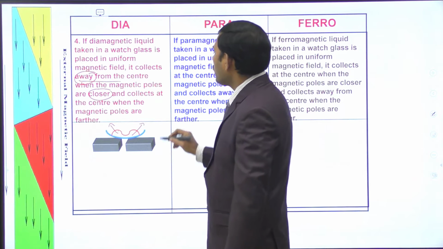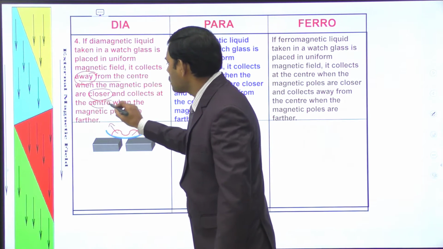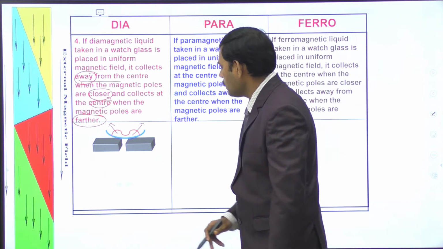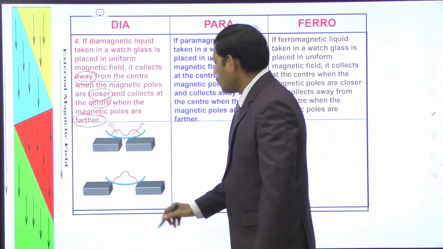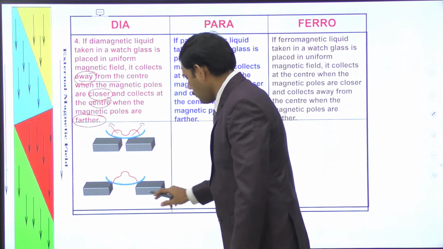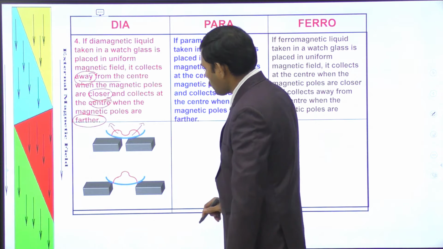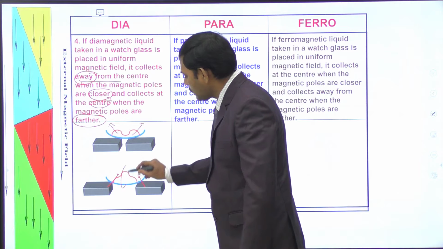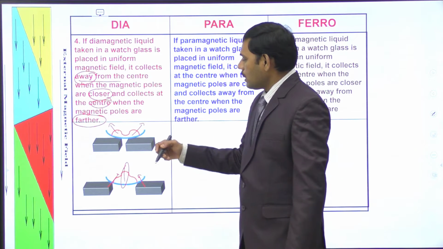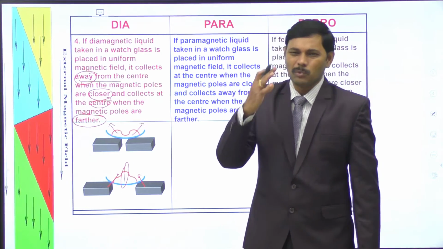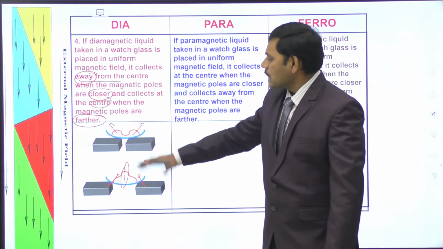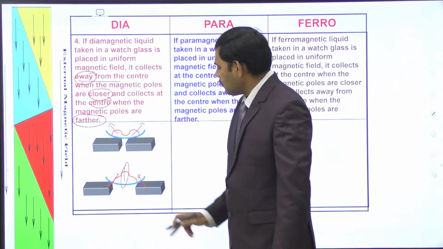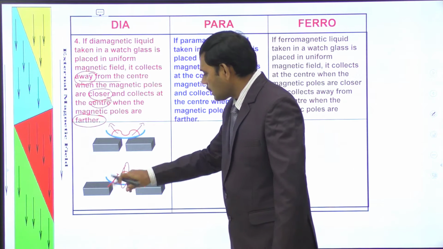Whereas it collects at the center when the magnetic poles are farther. So see the animation here. Like this, the magnetic poles are away from each other, at a farther distance of separation. Now diamagnetic is repelled so that it collects at the center. So a diamagnetic substance being repelled by the magnet is the only property behind this classification. When poles are close, it moves away. When poles are farther, it is collected at the center.